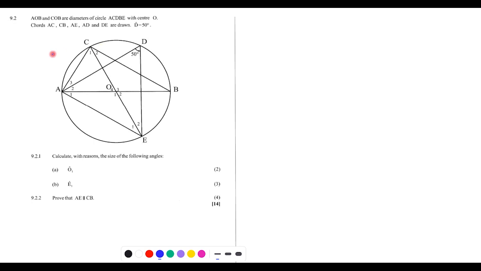Now 9.2 reads as follows: AOB and COB are diameters of circle ACDBE with center O. Chords AC, CB, AE, AD, and DE are drawn, and angle D is equal to 50 degrees. To answer this question, we'll firstly need to go through the given information and find all the angles that we're given there.